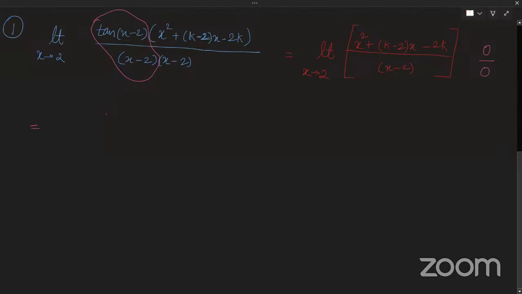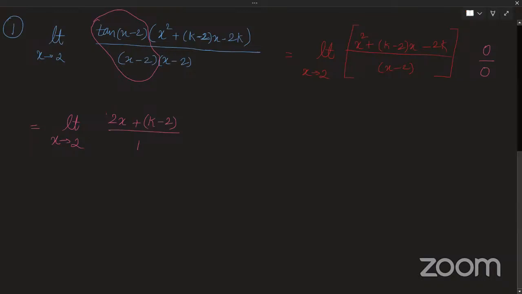So can you tell me what is the derivative of the numerator and the denominator? How to differentiate the numerator? Okay, tell me the derivative of the denominator. It is 1. Only 1. And what about the numerator? 2x plus k minus 2. Correct, because k minus 2 can be treated as a constant, right?